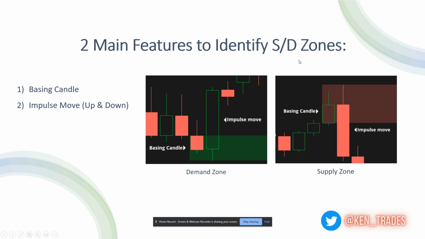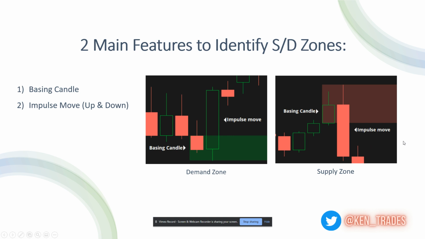So how do I really draw them? It is by drawing from the body of the candle all the way to the lowest wick. What I mean by the lowest wick is that, comparing these two candles, whichever candle has the lowest wick, that's the one that I will draw down to. And the opposite can be said for supply zones: I will draw from the body, the open, all the way to the highest wick of these two candles.